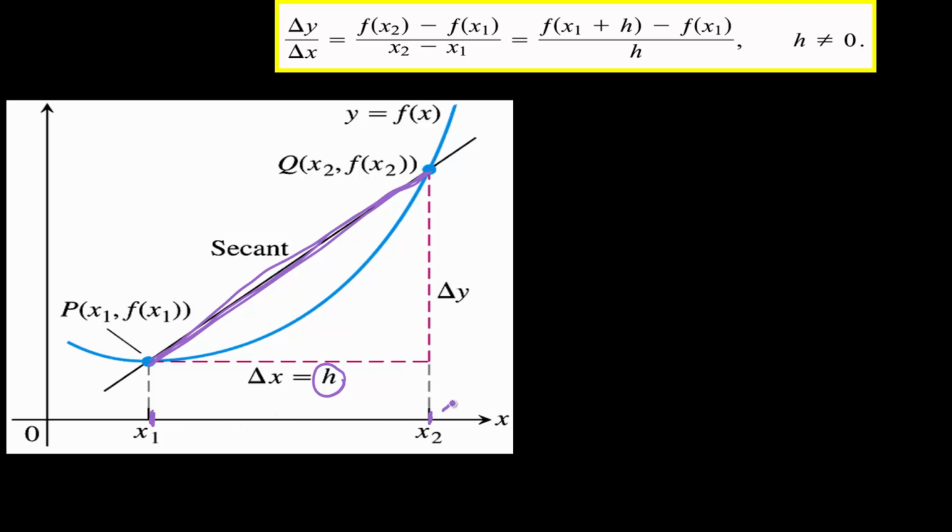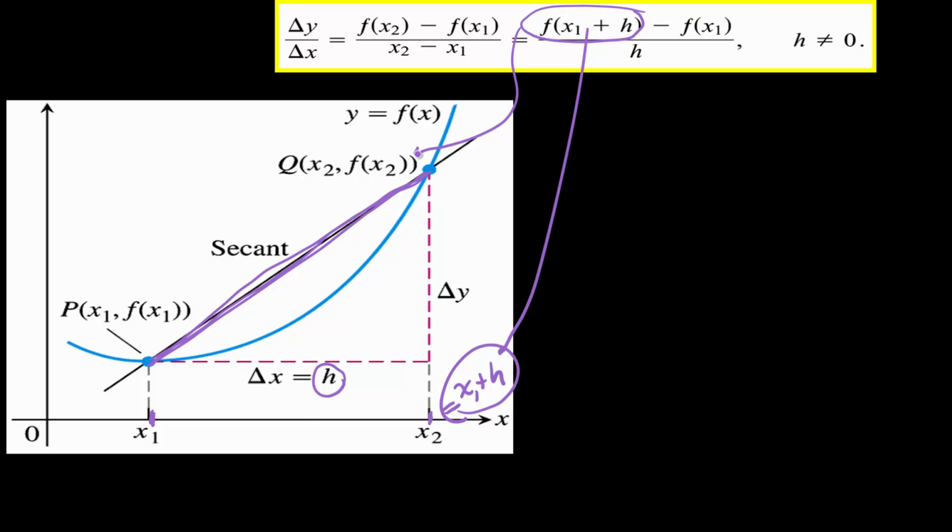So I can say then that x sub 2 is x sub 1 plus h. So another way of looking at the slope would be f of x sub 2 minus f of x sub 1, but f of x sub 2 is f of x sub 1 plus h. So with that, the corresponding y sub 2 would be f of x sub 2. So it's the same thing.